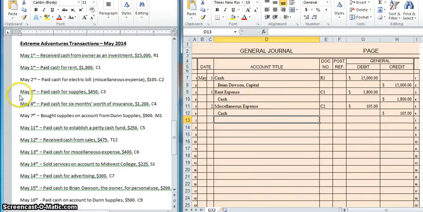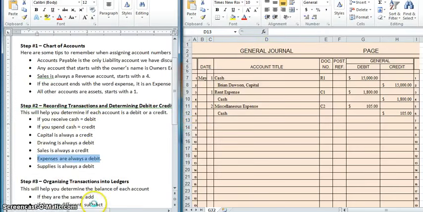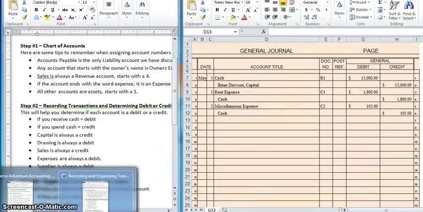Let's do another. May 4th, paid cash for supplies, $450. Once again, I paid cash. That's my credit. My cheat sheet tells me so. I bought supplies. Now, I probably would be able to figure out that this was the debit just because I know the cash is credit. But just in case I want to double check, I can go to my cheat sheet and it says supplies is always a debit. So that helps me confirm that I'm on the right track.